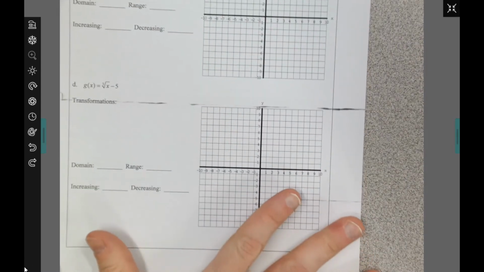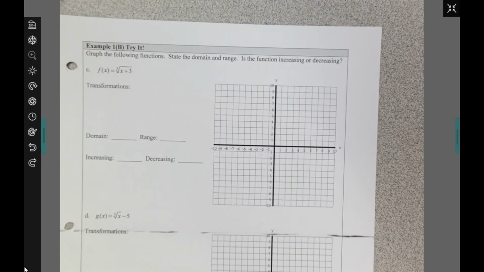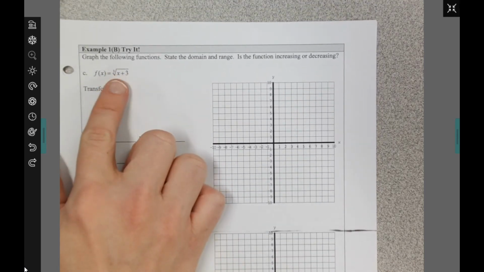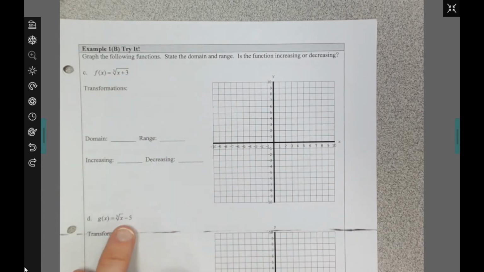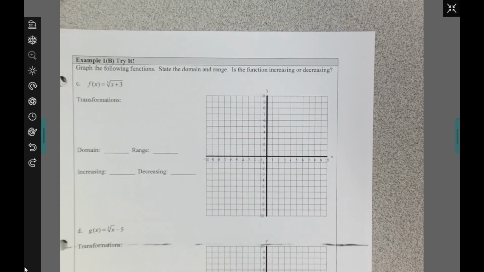Go on to the try it. For these transformations, we're talking about left, right, up, down. Under the radical is going to be my left, right. Opposite what you think. So this one is left 3. Outside, up, down, you just do what it says. So if it's minus 5, we are going down 5.